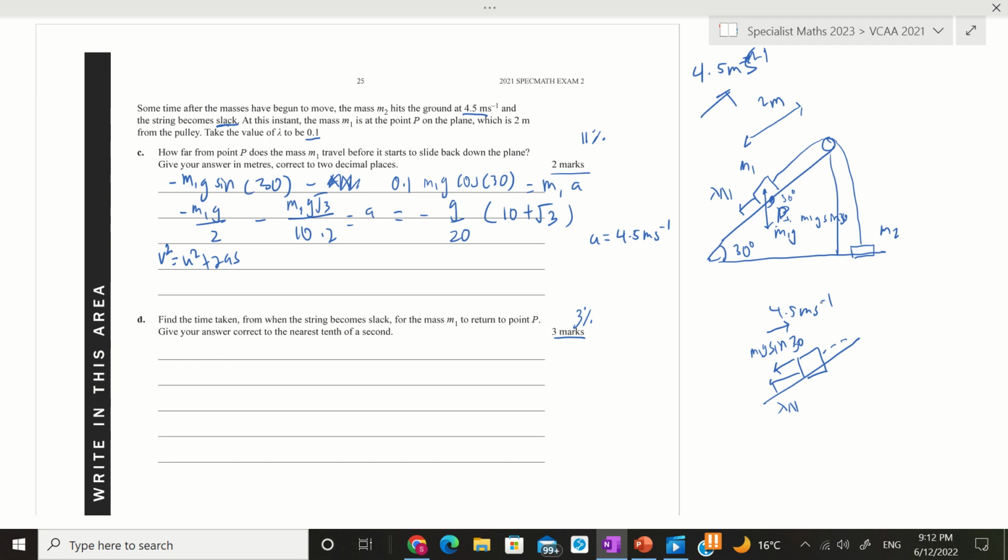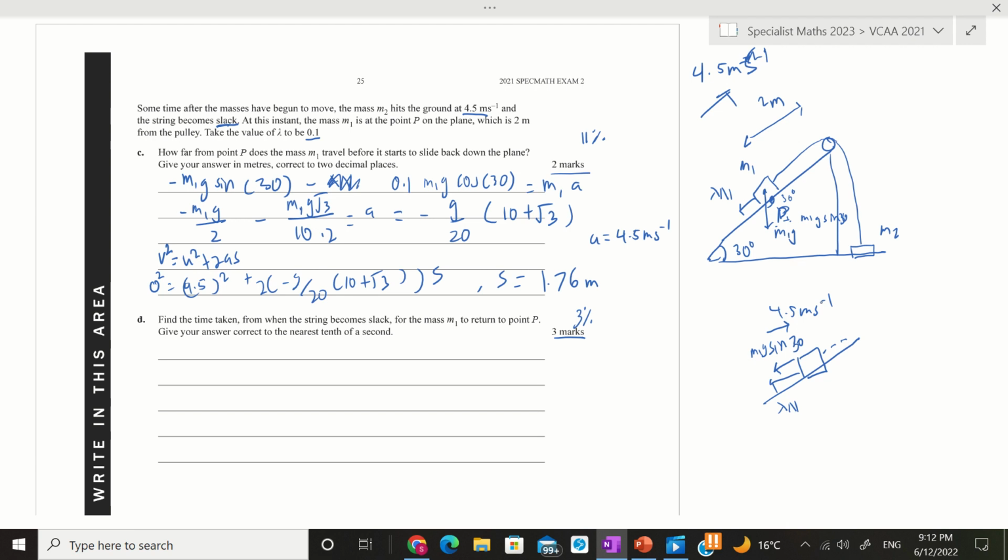So our final velocity is now 0, so 0 squared is equal to 4.5 squared plus 2 times a, which is now minus g on 20 times 10 plus root 3, times s. And we can just put this in the CAS and solve for s. Once you round to two decimal places, you're going to end up with 1.76 meters. And that's our answer for part C.